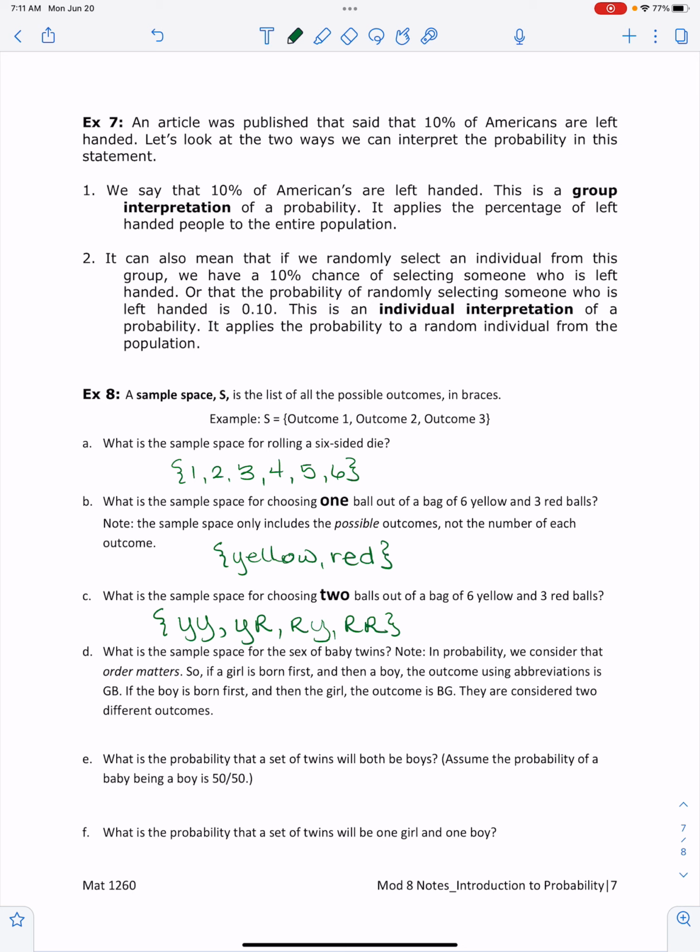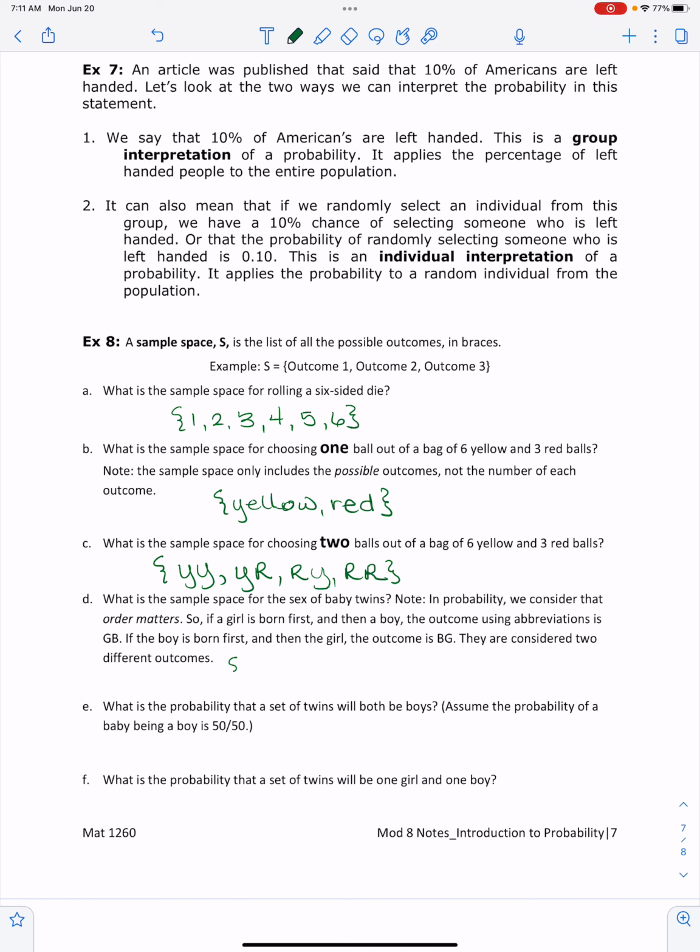D, the sample space for a sex of baby twins. So we're talking about probability and the order matters. So here are my twins. I can have a girl and then a girl, and then a boy and then a girl, or 2 boys. 4 different ways this could happen.